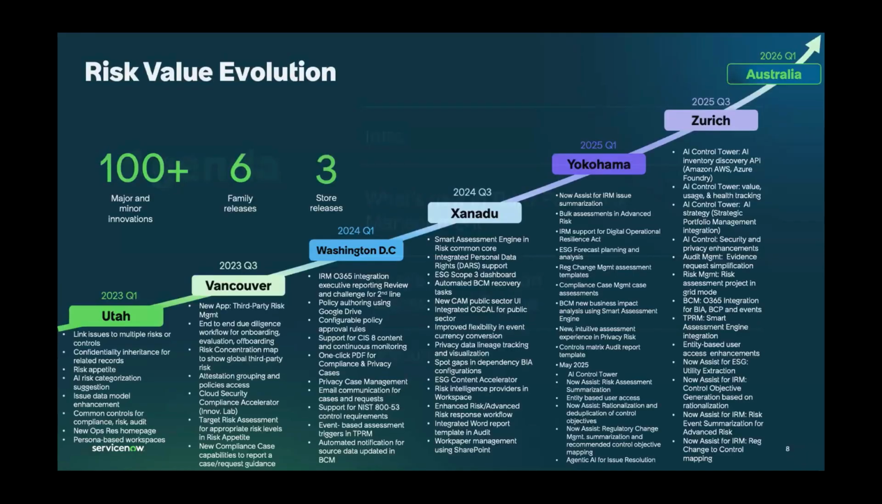So just to give you a little bit of history, covering the last 6 family releases and a couple of store releases, we've had so much innovation in the risk portfolio, all across the portfolio, including and outside of TPRM and Smart Assessment Engine. Lots of great innovation. And of course, now with Zurich, it's a huge release, especially for third-party risk, as we'll see in terms of migrating over to Smart Assessment Engine. And we'll see what is new for Smart Assessment Engine specifically as well, right around the corner from Australia.